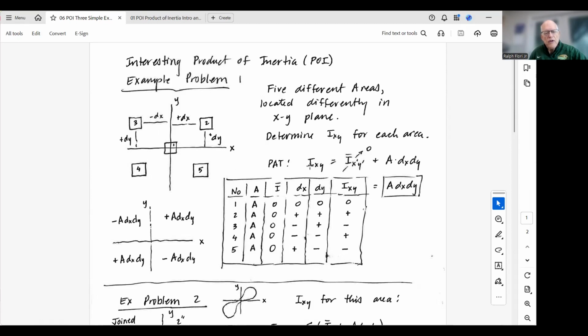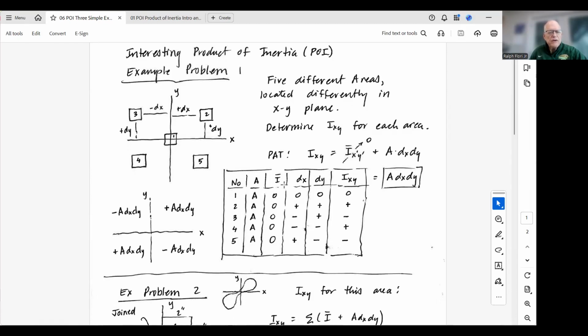So remember, the parallel axis theorem says that Ixy is equal to I bar xy plus A dx dy. Because all of these are rectangles or squares with an axis of symmetry, all of their I bars are 0. So the Ixy for each of these is just equal to A times dx times dy. And so we can actually build a table for all 5 areas. Each of them has the same area, A. Each of their I bars is 0.